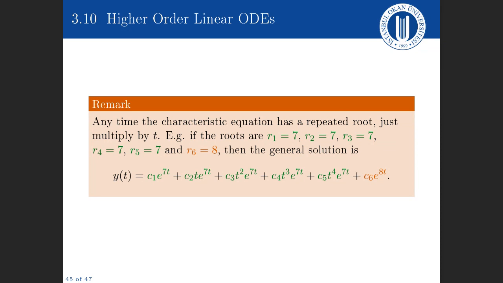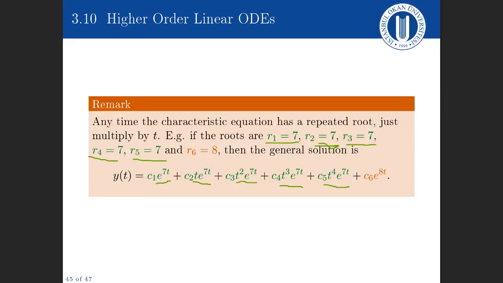For the first root, 7, we would just have e to the power 7t. Then we have 7 repeated. We need another function. We multiply it by t, and we get t e to the power 7t. The third root is also 7. We need another function, so we multiply by t again. Our third function is going to be t squared e to the power 7t. And so on. For the fourth root, I have t cubed e to the power 7t, and for the fifth root, t to the power 4 e to the power 7t.